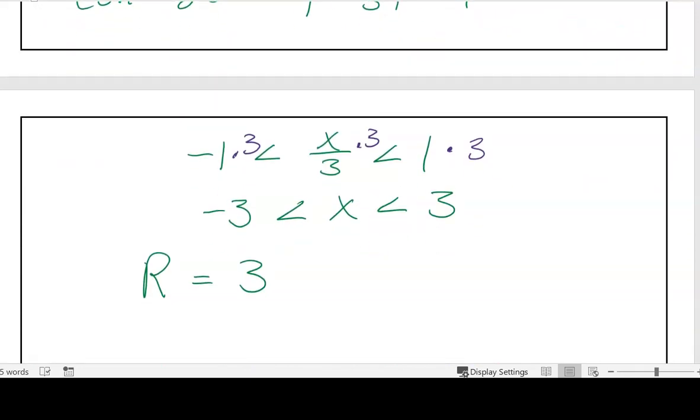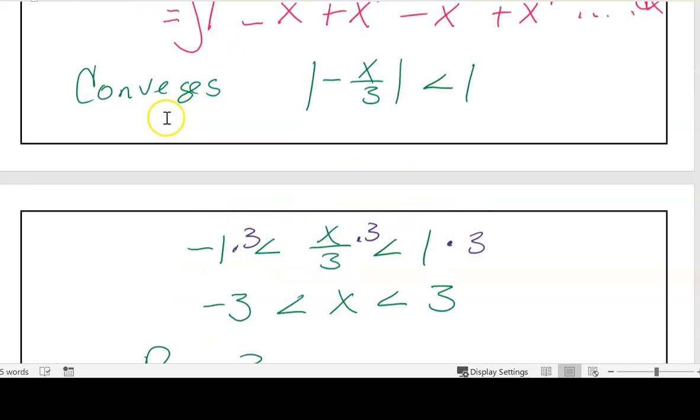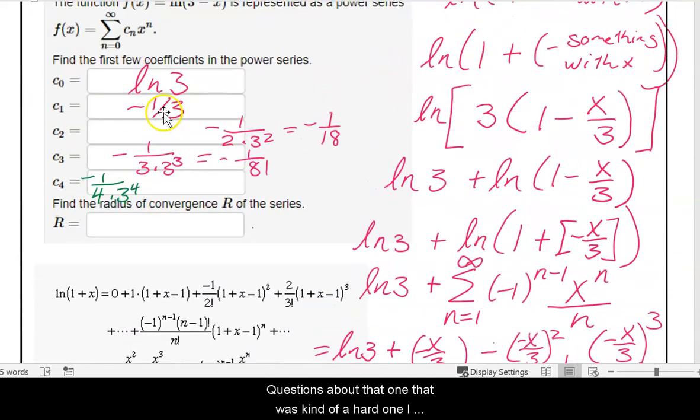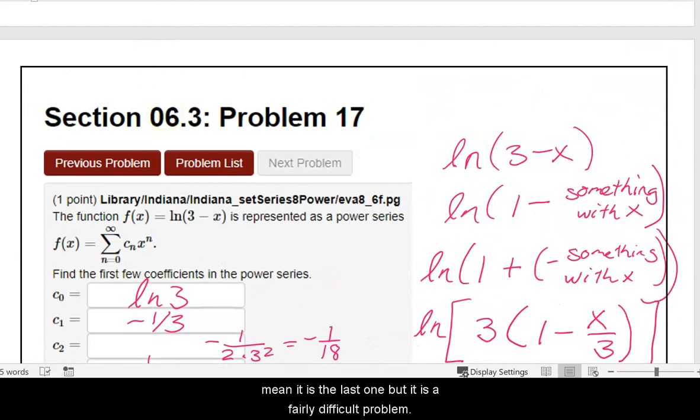Okay? X to the k over k. Okay. Questions about that one? That one's kind of a hard one. I mean, it is the last one, but it is a fairly difficult problem.